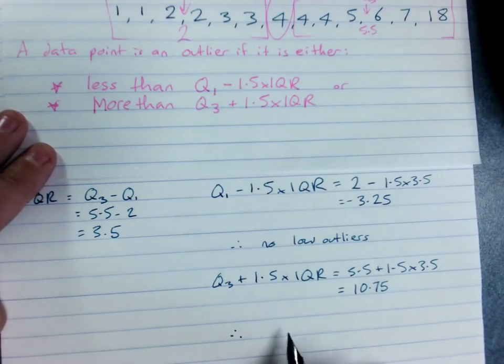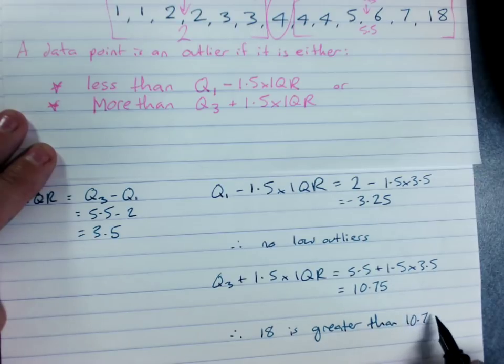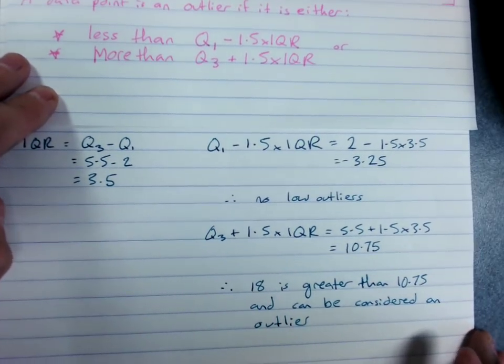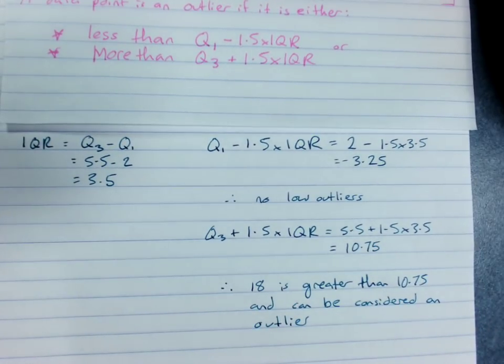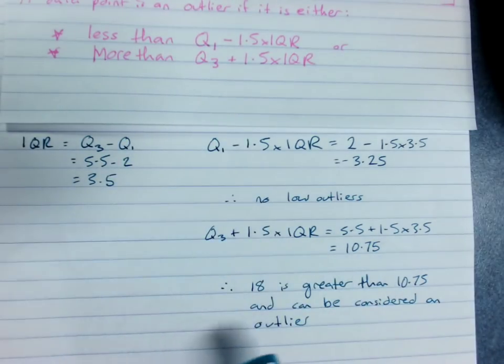Therefore, 18 is greater than 10.75 and can be considered an outlier. Sorry about no space there. So you need 5-figure summaries. You need to be able to find the quartiles, the interquartile range, and determine if a data point is an outlier.